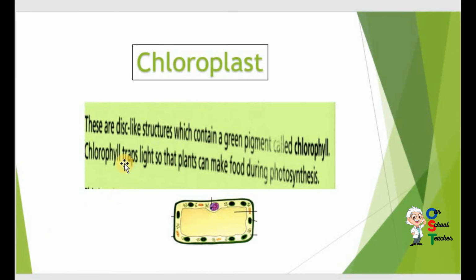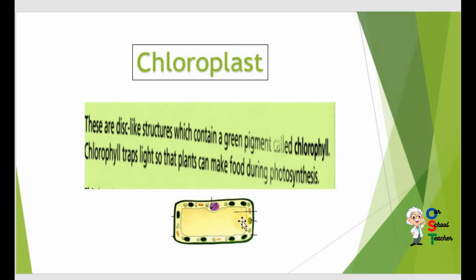Okay, and the next one that is very, very important is chloroplast. These are disc-like structures which contain a green pigment called chlorophyll, and the green color of plant leaves is because of this pigment. And just because of this pigment, plants absorb light, and this light gives energy to make food. So chlorophyll traps light so that plants can make food during photosynthesis.